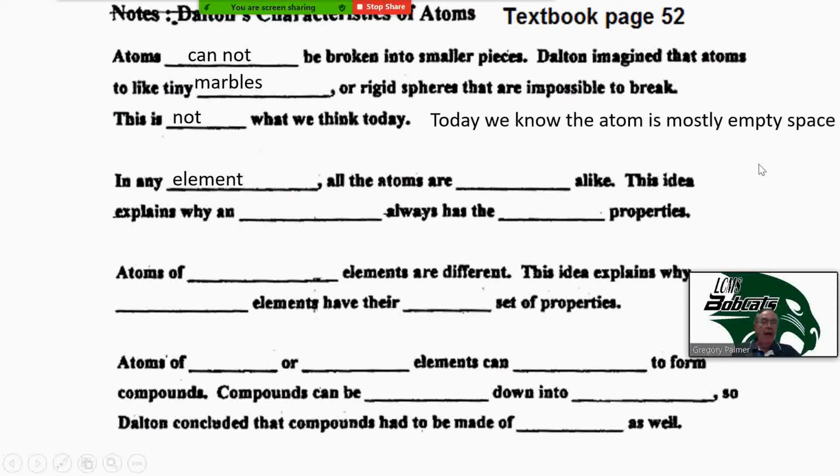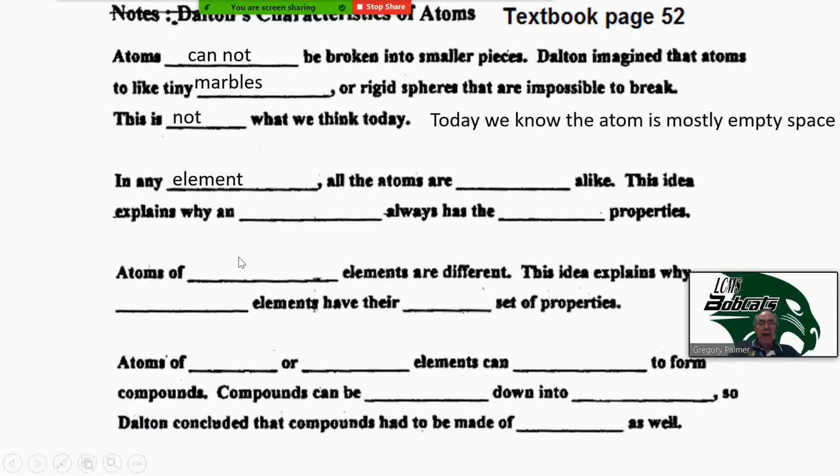Today we know that an atom is mostly empty space, has a very small nucleus of protons and neutrons, and then swirling around that is a cloud of electrons. And the electrons are infinitesimally small. They don't have any mass, basically. We can think of them as little particles of energy, and they're swirling around the nucleus in that empty space.